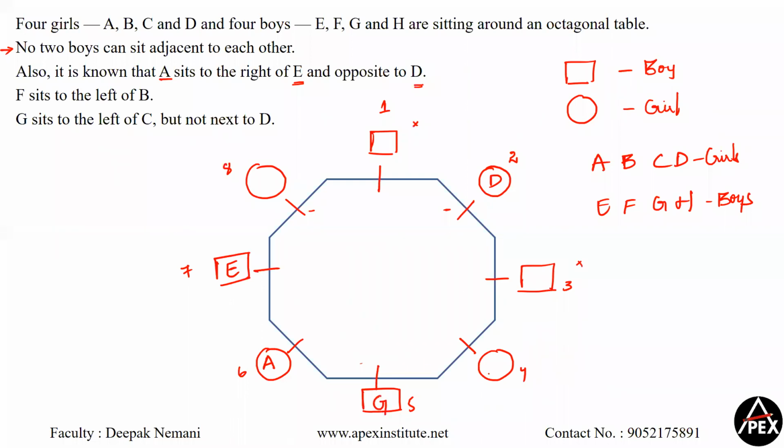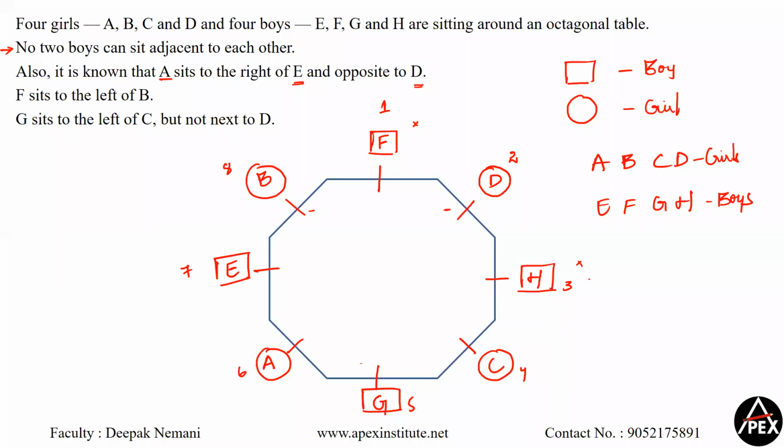G sits to the left of C, so C will be here. Out of 4 girls, we have positions of A, D, and C. Who is left? B. So B will be sitting here. If B is sitting here, F sits to the left of B, so F will be here. And who is the person that's left out? H. H will be sitting here. And this completes the arrangement from which you can solve the questions.